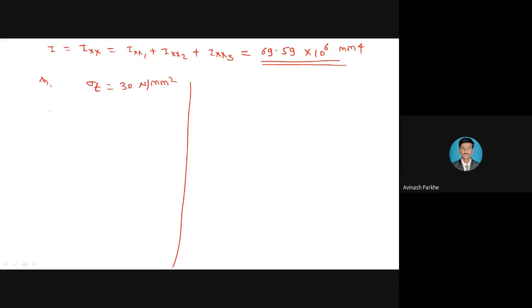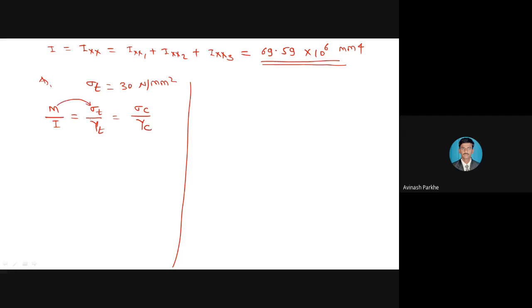So we are having our bending stress formula. M upon I is equal to, here I can write the equation in the form of sigma t upon yt is equal to sigma c upon yc. Any combination I can take. The basic formula is M upon I is equal to sigma upon y, but sigma I have represented in the form of sigma t, y in the form of yt. M upon I is equal to sigma t upon yt.